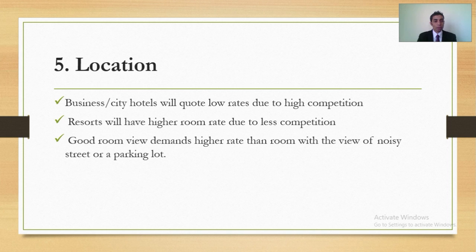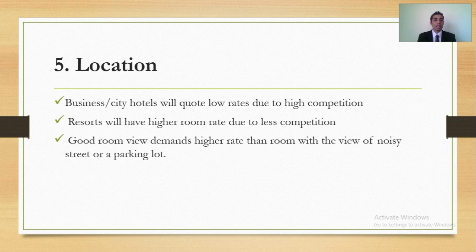Now a good room view demands higher room rate than a room with a view of a noisy street or a parking lot. This means a room with a particular view also decides a particular rate, because guests will obviously enjoy a room with a better view, and those rooms with a better view will obviously have a higher room rate compared to those guest rooms with a very noisy view or a construction view or a very bad view.